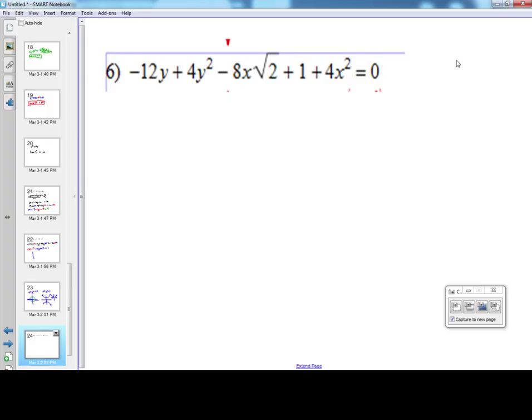Actually, this is a really good example, and I want to tell you why. Check this out. 4x squared minus 8x radical 2 plus 4y squared minus 12y equals negative 1. Someone double check my work.